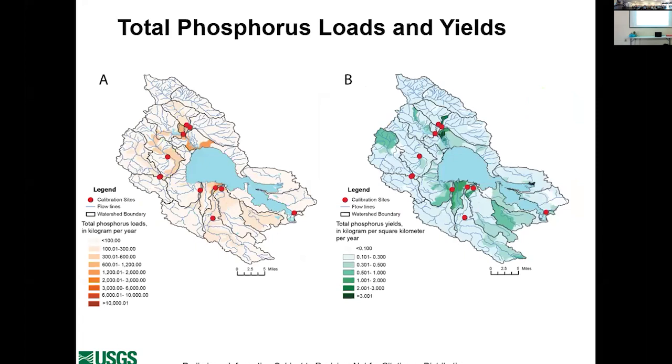Same thing. So this is even more clear. You see in plot B, 3 kilograms per square kilometer per year of phosphorus goes into the lake from these upstream watersheds. That's a maximum, which is, I mean, not very much.